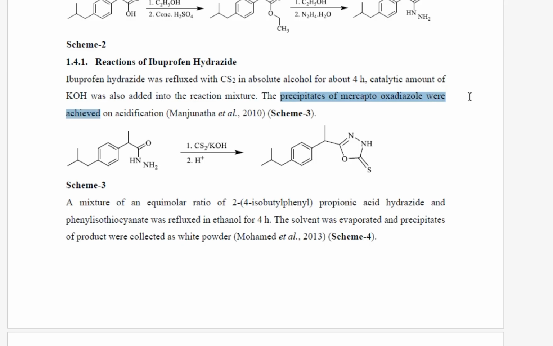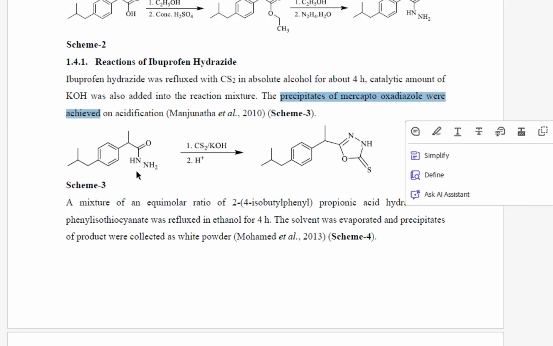Furthermore, the hydrazide was reacted with carbon disulfide, with potassium hydroxide as the base or catalyst. The final step was done with acidification, and that yielded the mercapto-oxadiazole.